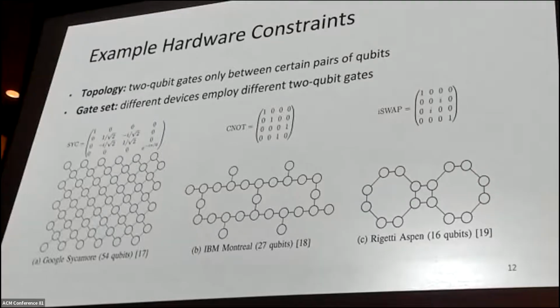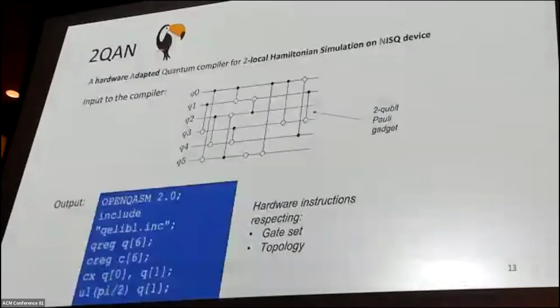So here are some examples of the matrix forms of various quantum devices. For example, the Google Sycamore uses this strange gate, which is like a square root of an iSWAP, if that means anything to you. The Rigetti chip uses an iSWAP, and the IBM sort of realizes something close to a CNOT gate. So we would like our compiler to be able to compile directly into these hardware gates.